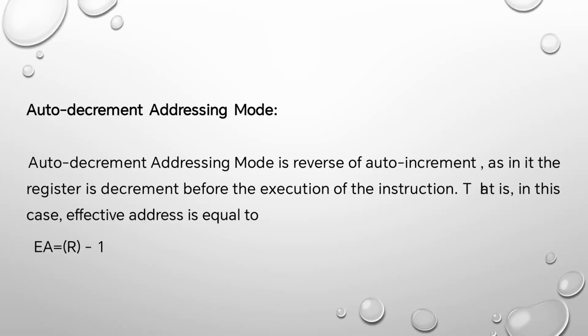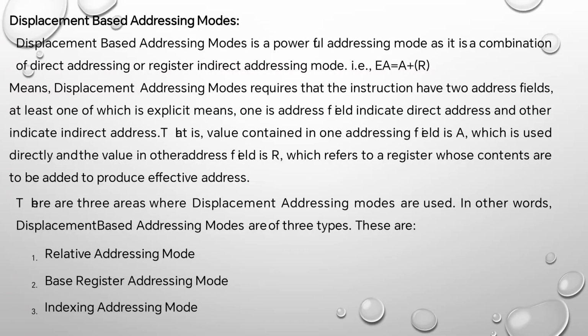Auto decrement addressing mode. Auto decrement addressing mode is the reverse of auto increment, as in it the register is decremented before the execution of the instruction. That is, in this case the effective address is equal to R minus 1. So effective address is equal to register minus 1.